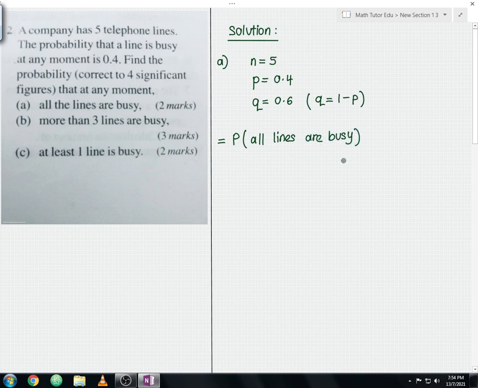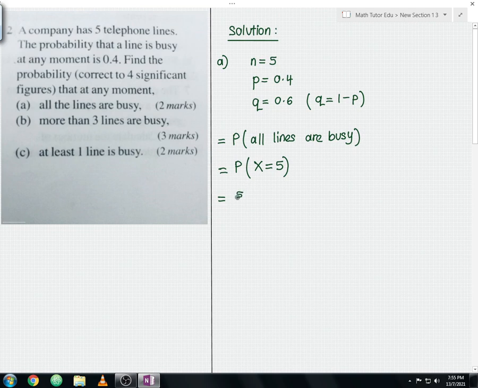Okay, so in this question, how many telephone lines do we have? We have 5. So from here we're going to set our probability in terms of the binomial discrete, where our x equals 5. You have 5 telephone lines and all the 5 telephone lines are busy. So let us proceed to calculate this. We use the binomial distribution formula.